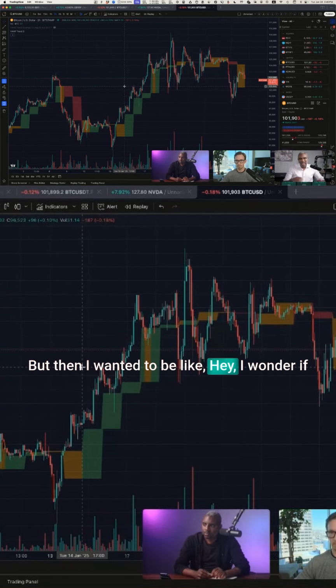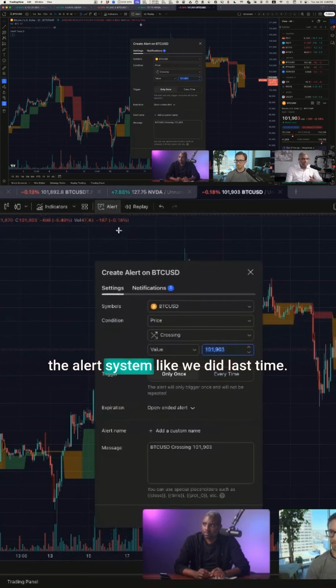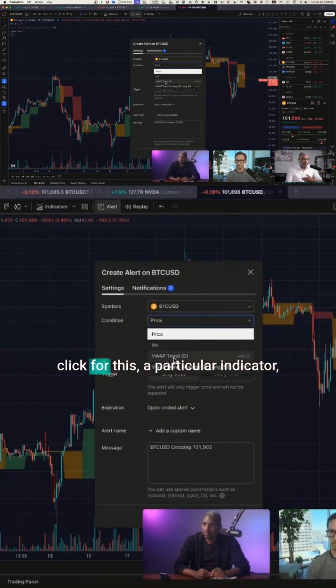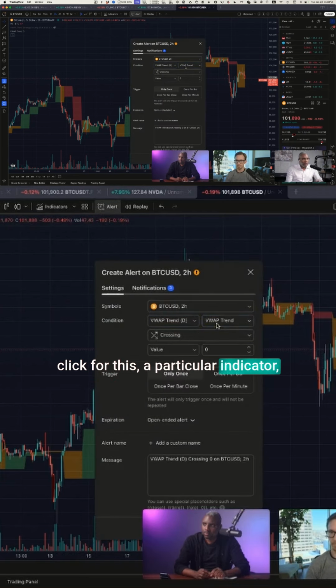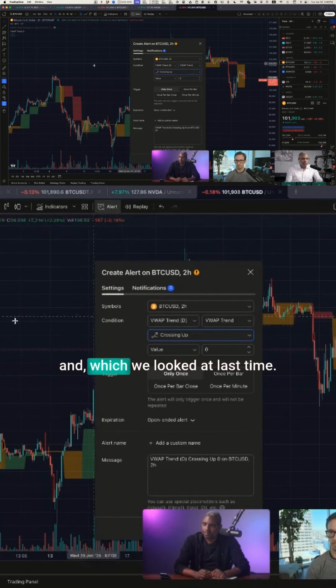But then I wanted to see if I could turn this into automated signals when it changed from green to red. I would have to go through the alert system like we did last time, click on a particular indicator, and then decide what values count as buy and sell, which we looked at last time.